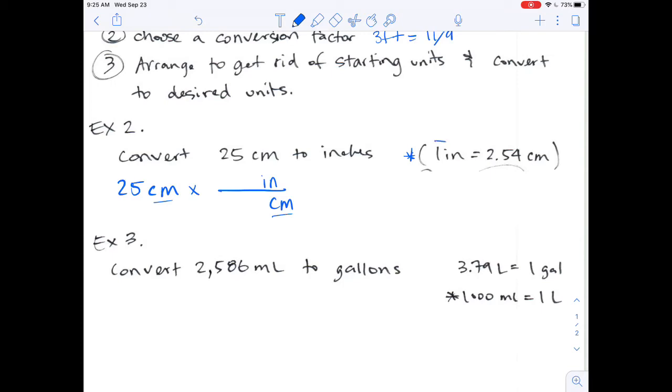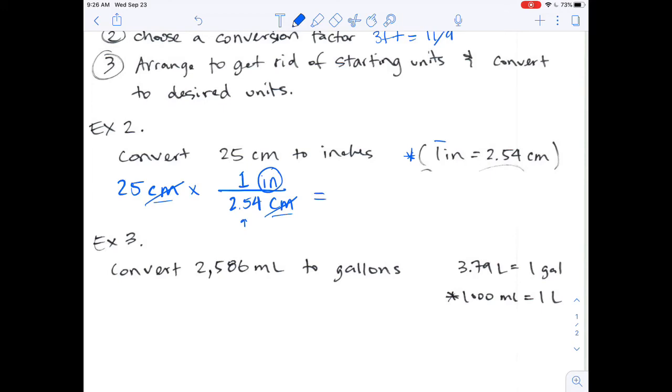And then we know from the conversion factor right here that 1 inch equals 2.54 centimeters, so you can write the numbers in now. 1 inch equals 2.54 centimeters. Okay, arrange them to get rid of the starting units and convert to desired units. Look, I've got centimeters on top, I've got centimeters on bottom. They cancel out. The number doesn't cancel out. That number is still here, that 2.54. That's still there. All that we've done is get rid of the units, okay? That's what dimensional analysis does, is get rid of the units you don't want and keep the units you want. In this case, that unit is inches.